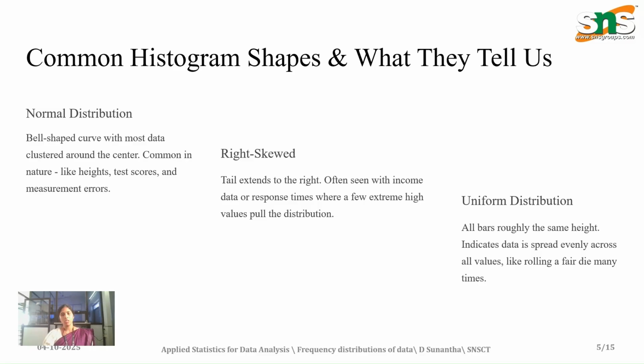Next is right skew. The tail extends to the right, often seen with income data or response times, where a few extreme high values pull the distribution. Next is uniform distribution. All the bars are roughly the same height, which indicates data is spread evenly across all the values, like rolling a fair die many times.